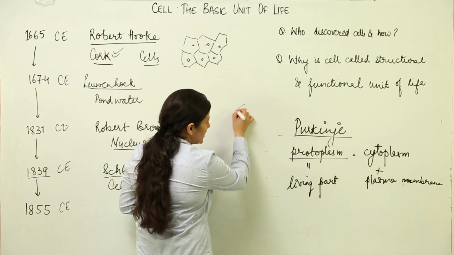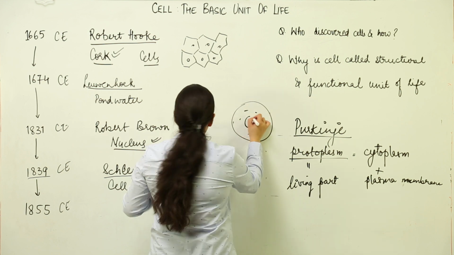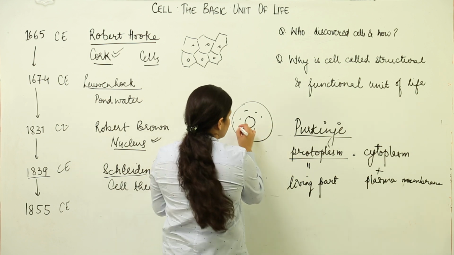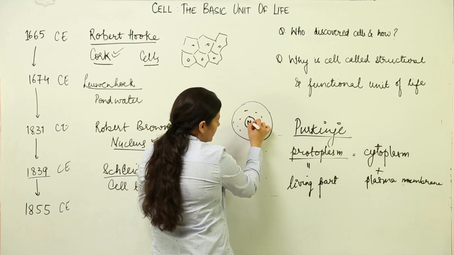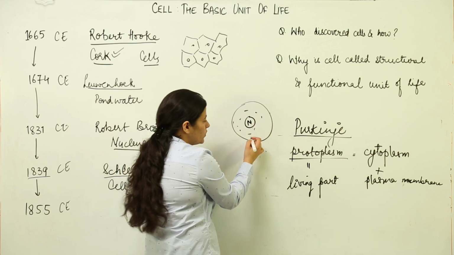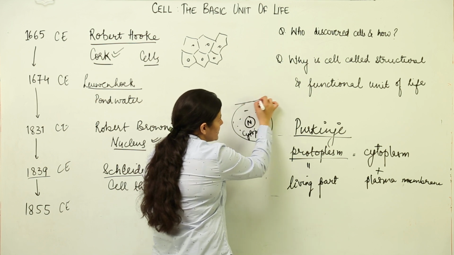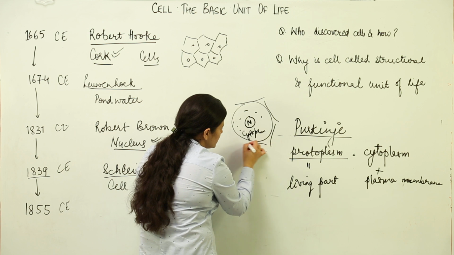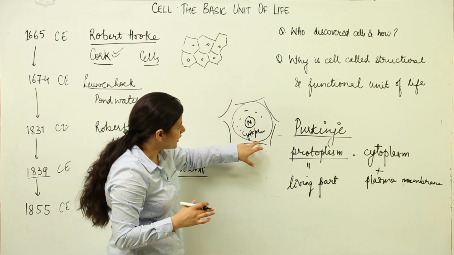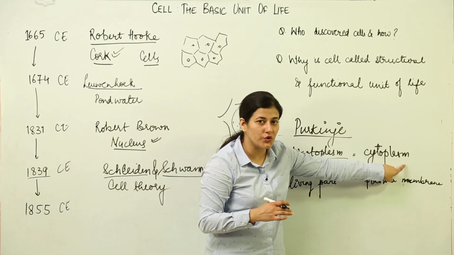Now, supposedly this is our cell, this is the plasma membrane, this is the inner content, as I told you, as not I told you, Robert Brown told all of us that there is a central part, that is the nucleus. Supposedly this is the nucleus. Whatever lies between the plasma membrane and the nucleus, that is known as cytoplasm. Okay? And in case this plasma membrane is surrounded by a cell wall, then it would be known as protoplasm, this living part, because this plasma membrane and cytoplasm, both of them are living.